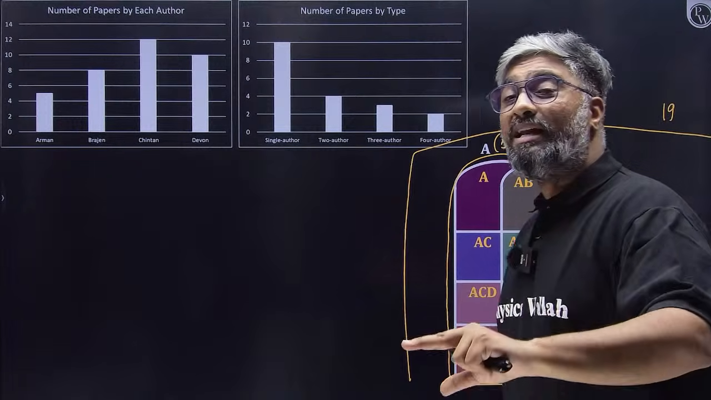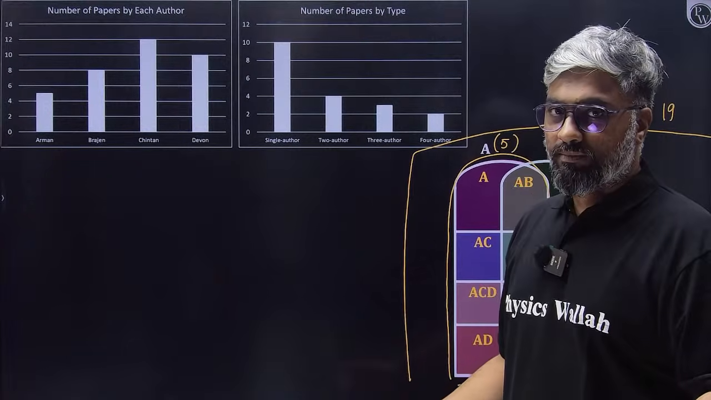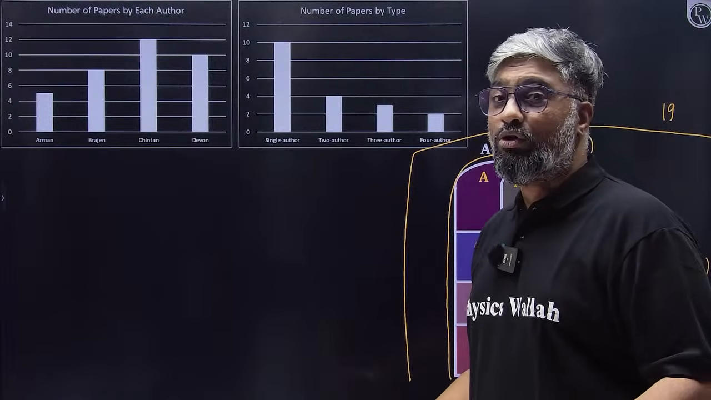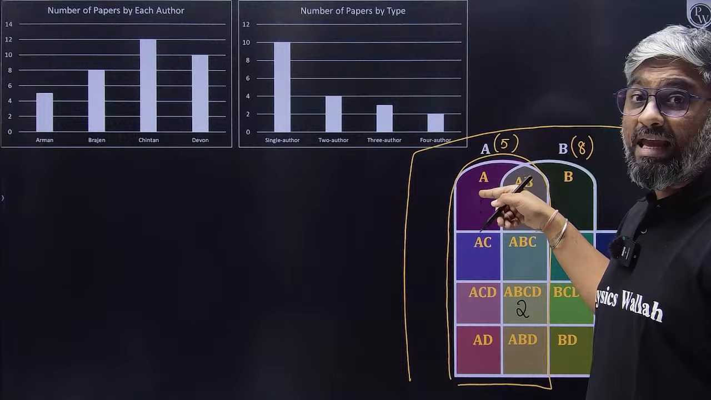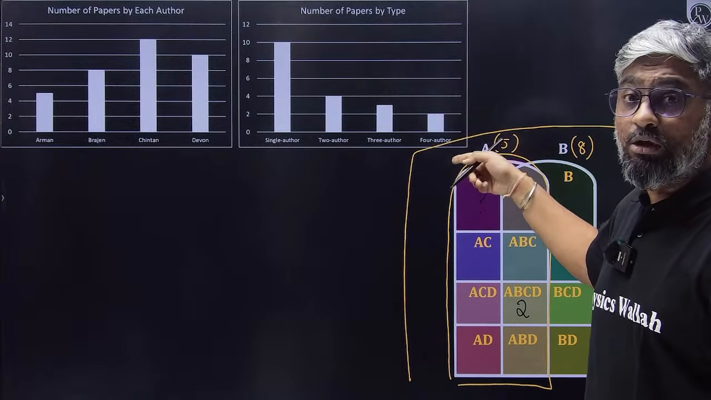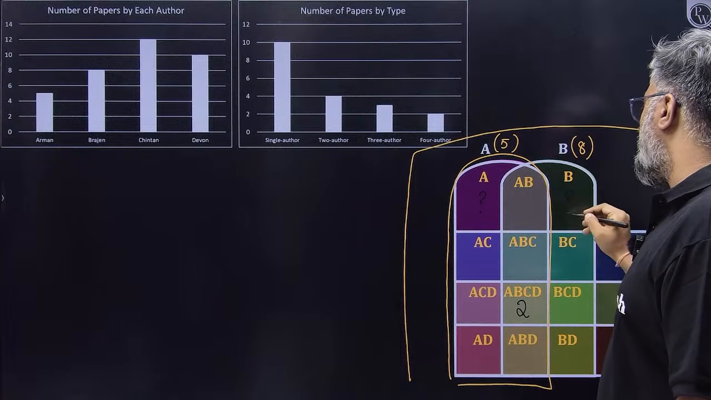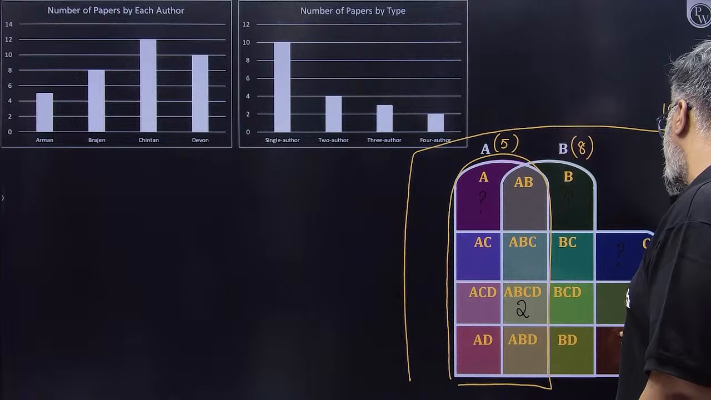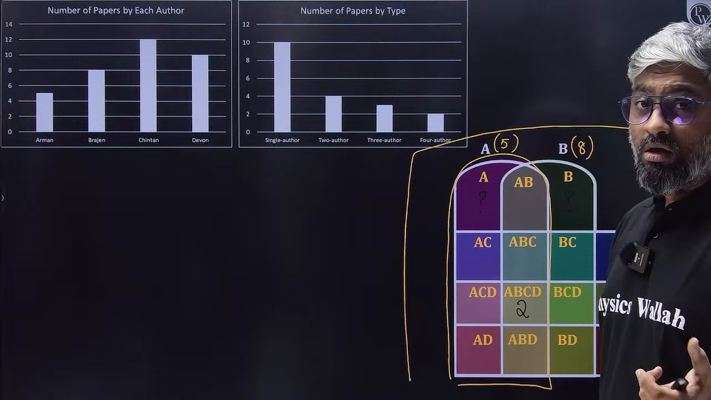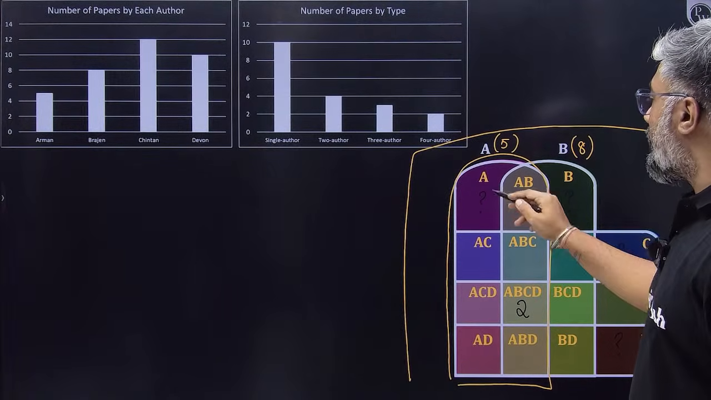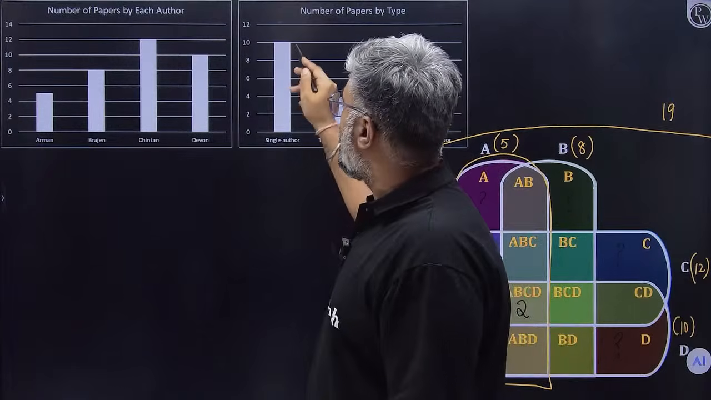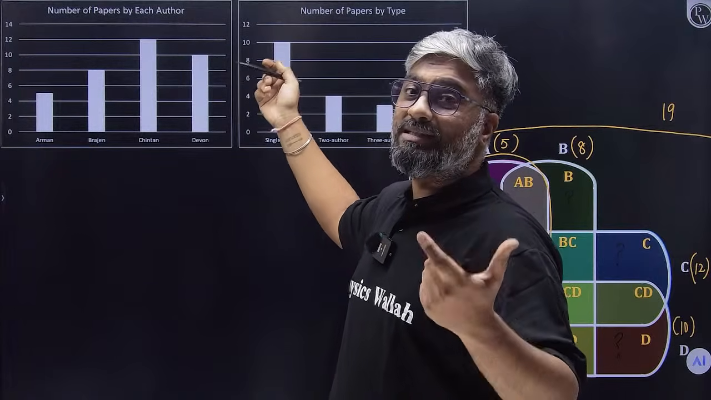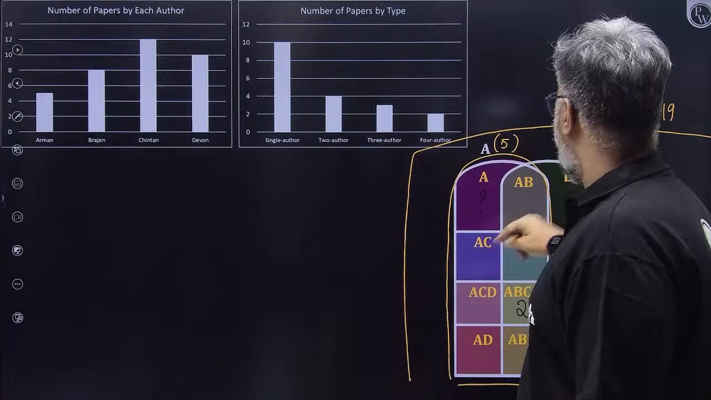But for the remaining ones, I don't know for sure. I don't know how many papers A has written alone, how many B has written alone, C has written alone, D has written alone. I don't know the combination of this. But I know the sum of these 4. The sum of these 4 should be how much? 10, because single author papers are 10. Are you getting this? Yes.